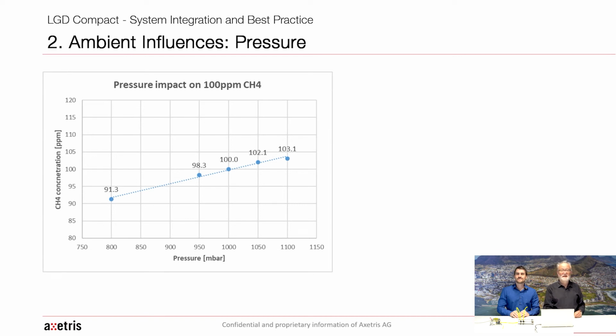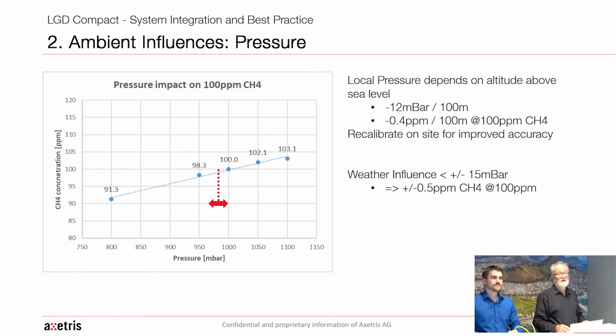There are two physical effects causing pressure influence. One is the increasing density of the gas. There are more molecules per cubic meter, and this increases with pressure. And the other effect is that with increasing pressure, the absorption peak gets broader and the height of the peak gets smaller. These two effects have opposite signs, and so the influence is acceptably low because they cancel out one another. Let's talk now about the cause of different pressures.